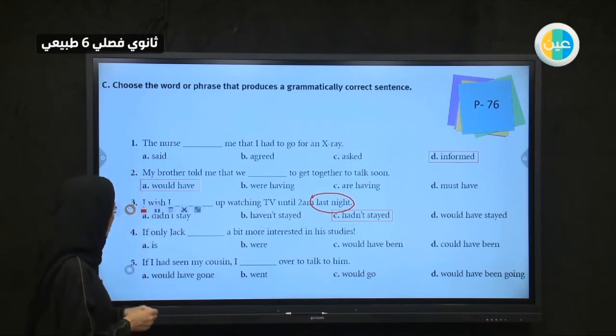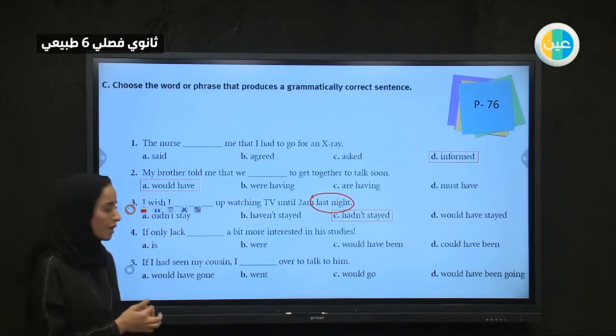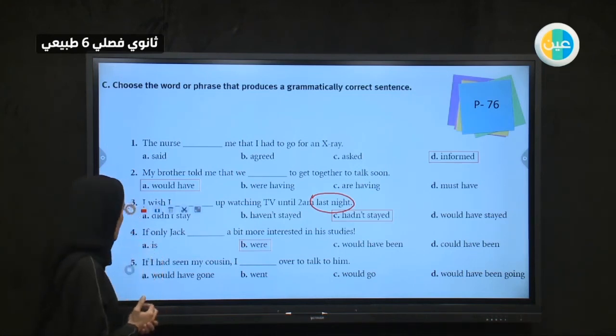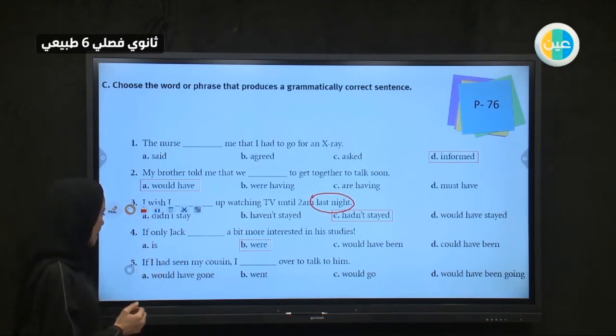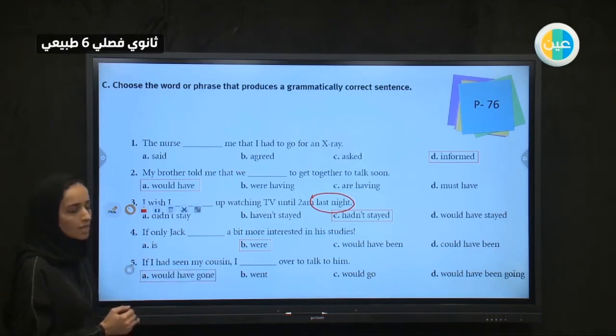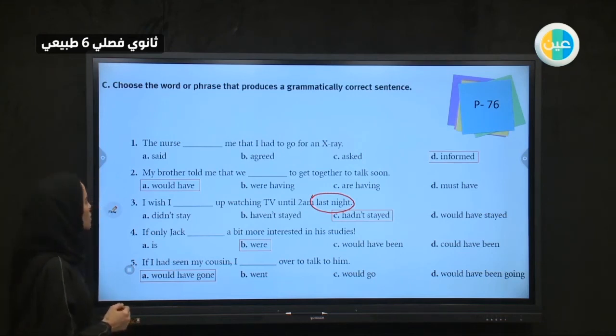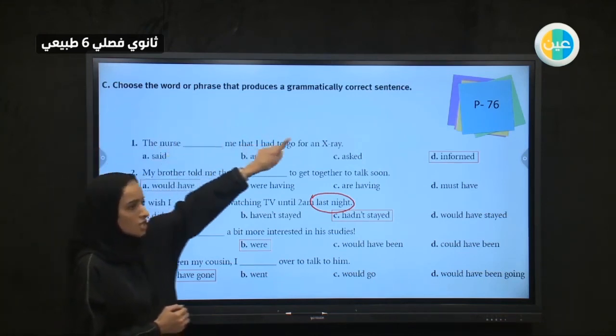Number 4: If only, a wish as well. If only Jack a bit more interested in his studies. So, if he were. Never use "was," always use "were" with a wish. Next: If I had seen my cousin, I over to talk to him. We have, I would have gone to talk to him. This is a kind of a wish. So this was exercise C on page 76.